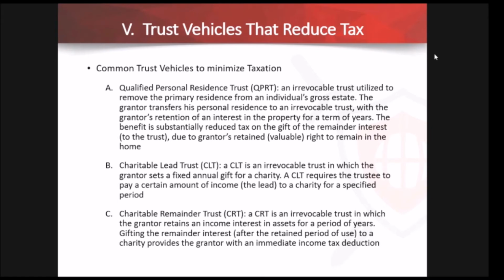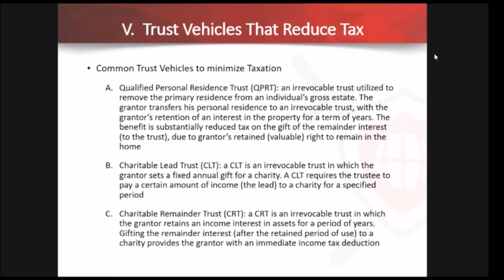So by doing that, you reduce the value of the gift, because even though you made a completed gift, you retain the ability to use it during the term. Whatever the term is, it can be 5 years, 10 years, doesn't matter. Obviously, the longer the term is, the smaller the overall gift that you've made.